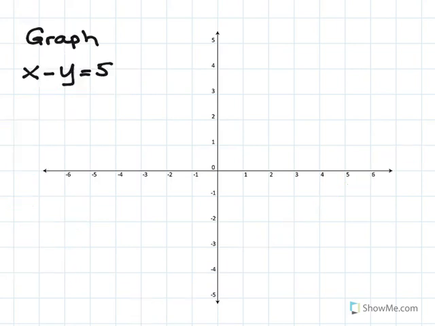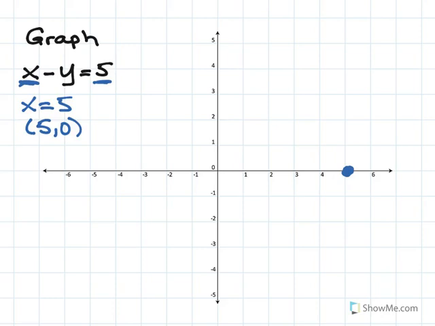Alright, let's try this again, a different problem. So to find the x-intercept, we have x equals 5. Now there's nothing in front of the x to get rid of. We have a positive x. This is our answer, (5, 0). So I'd go over to 5 for my x-intercept, put a dot.